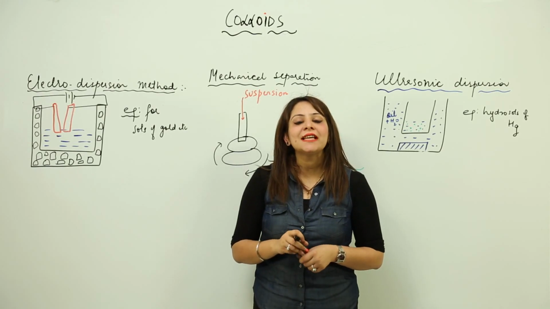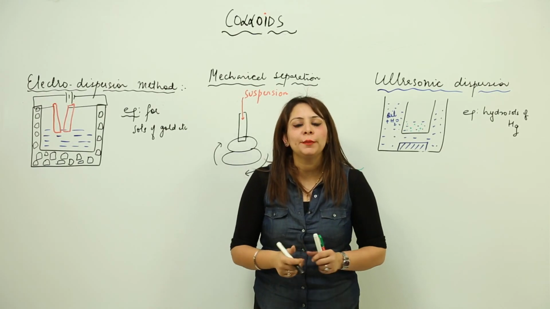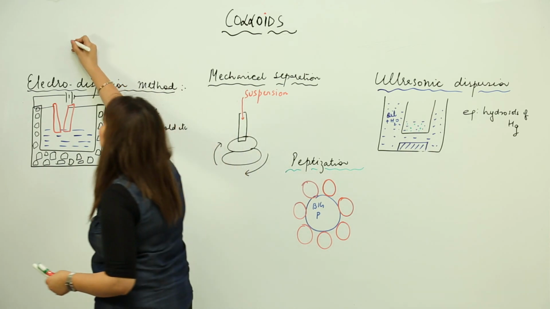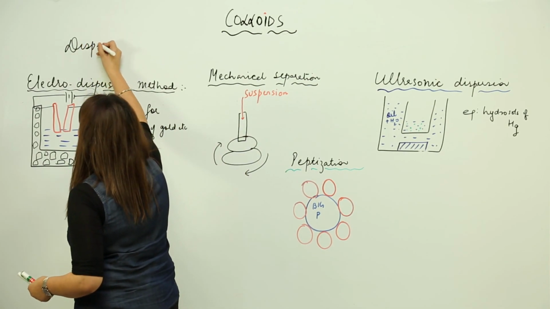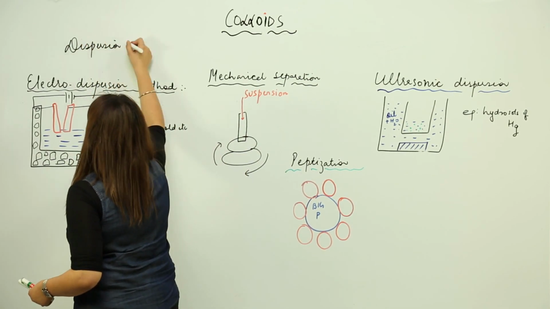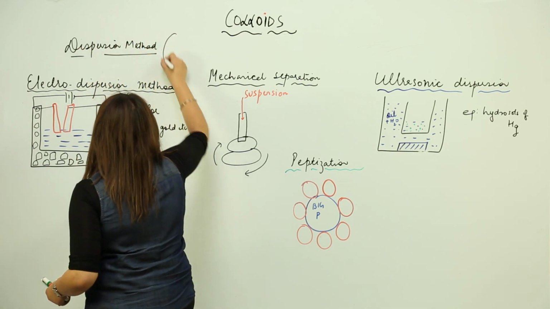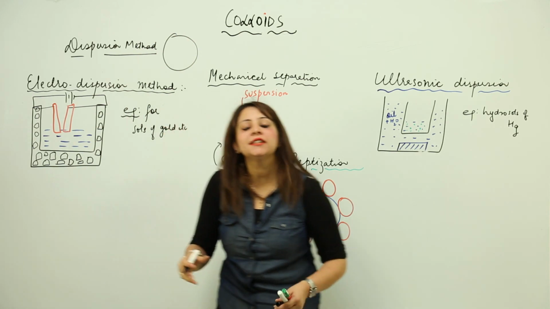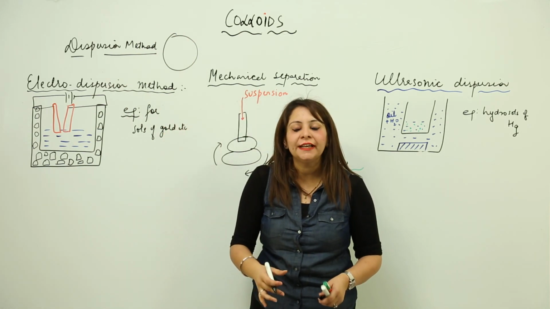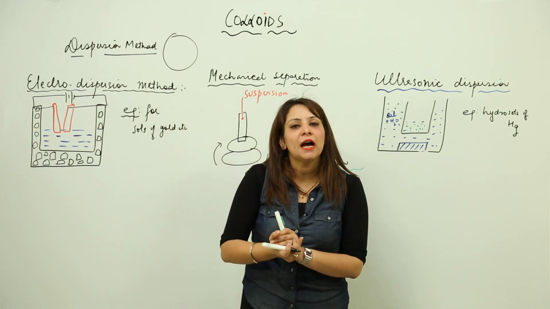Now we are going to start with the first method of preparation of colloid, that is the dispersion method. As I told you, in the dispersion method we have a particle which is bigger in size, bigger than 1000 nanometer. That means the diameter is just bigger than 1000 nanometer.